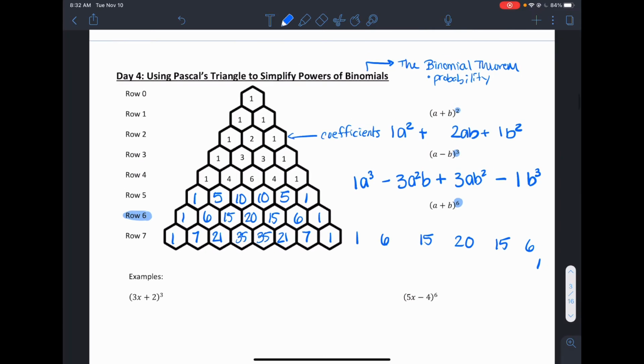All right, so I have 1, a to the 6th plus 6, a to the 5th, b to the 1st, plus 15, a to the 4, b squared, plus 20, a to the 3, b to the 3, plus 15, a squared, b to the 4, plus 6, a b to the 5th, plus 1, b to the 6th. And there you go.